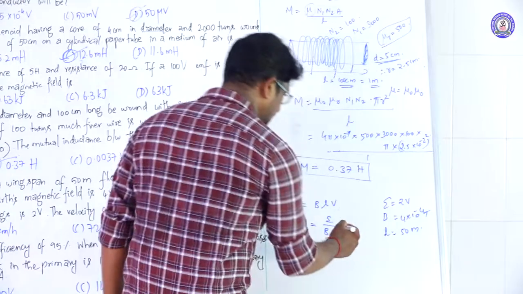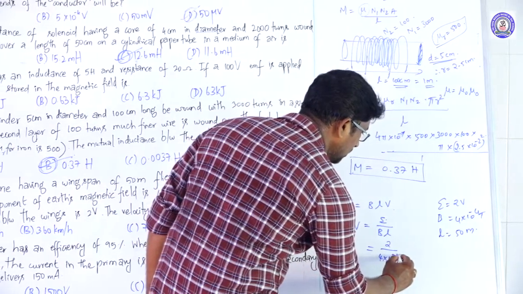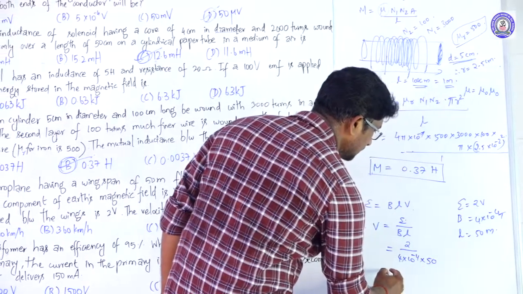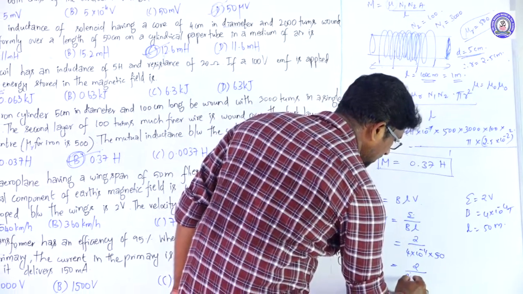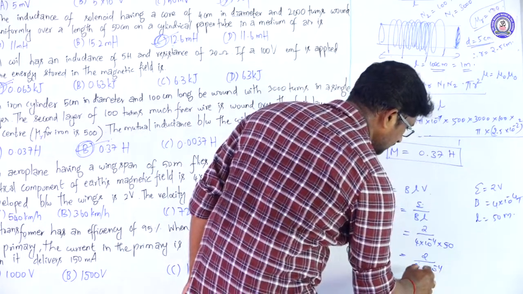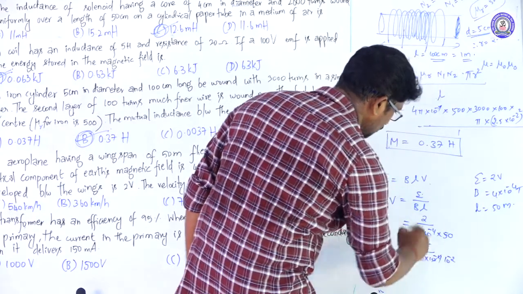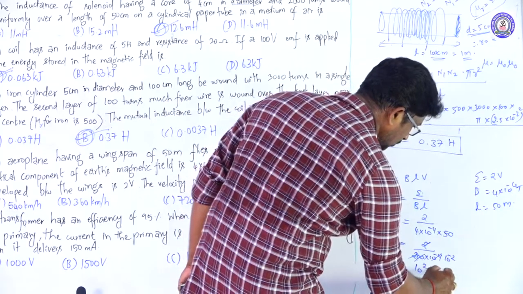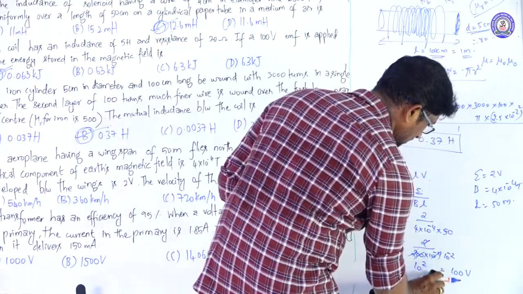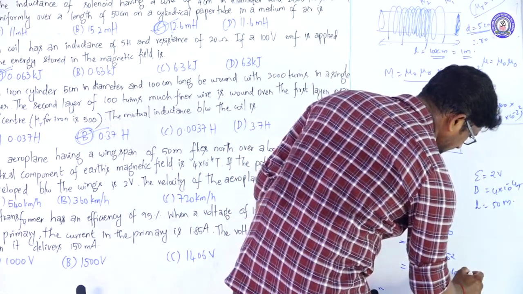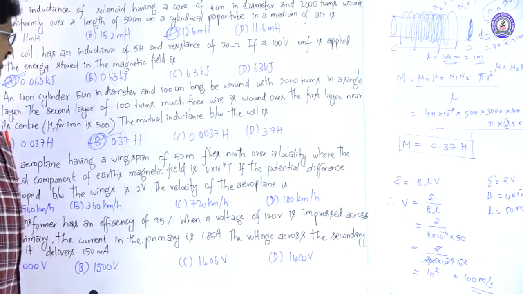Now substitute E value 2 divided by B value 4 into 10 power minus 4, into length value 50. So 2 divided by 200 into 10 power minus 4. The 2 cancels, so 10 power minus 2 goes to the numerator, so 10 power plus 2. So we'll have the velocity 100 meter per second. So the velocity of the aeroplane is 100 meter per second.